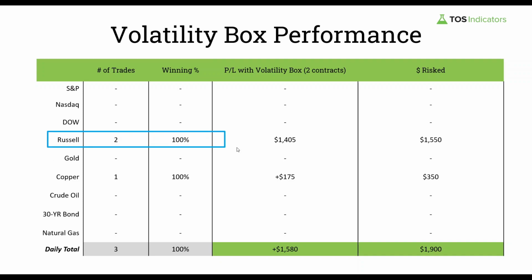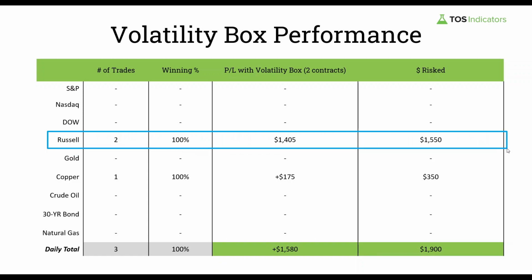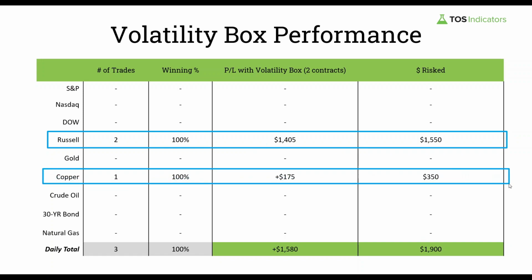So today we had two trade setups in the Russell, both of which were winners for a total gain of 1405. And then we also had one trade in copper, which had a slightly smaller risk that was involved, but only hit our first target, and that was good for a positive 175.